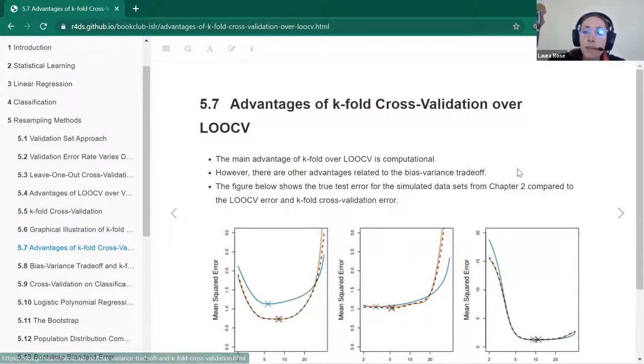Okay, so the advantages of K-fold over LOOCV, obviously computationally, you're estimating fewer models, computing fewer test errors. There are other advantages related to the good old bias-variance trade-off that we've been talking about since chapter 2. The figure below is a really good illustration to show some of the relationship, for those simulated data sets that we looked at in chapter 2. I can't remember which figure they were in, but you can go back and review chapter 2 if you don't remember what we're talking about. So let me scroll down here.